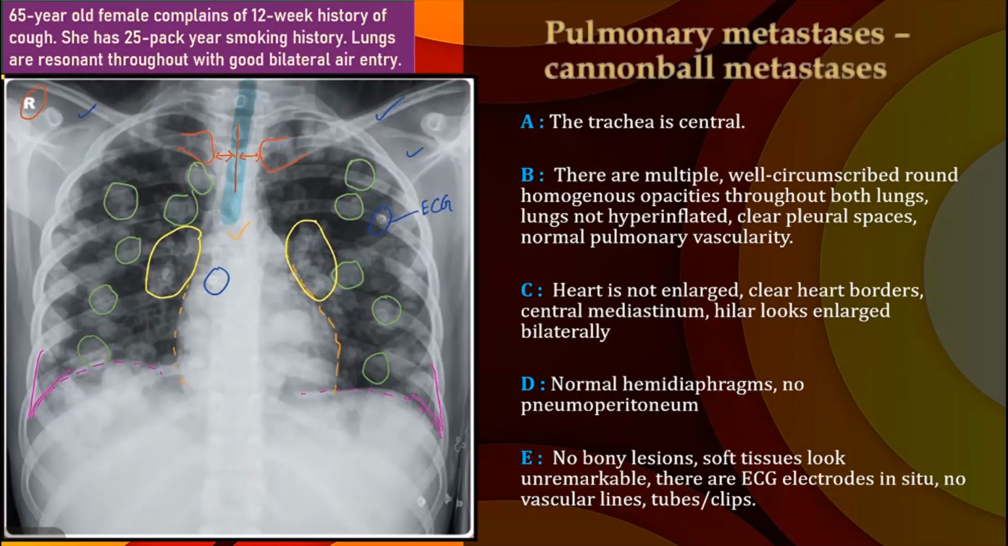All right, this X-ray demonstrates multiple rounded pulmonary masses in keeping with metastasis. The hilar appear bulky. This could be due to the pulmonary metastasis projected over them or related to enlarged hilar lymph nodes. The differential diagnosis for cannonball metastasis includes breast cancer, renal cell carcinoma, choriocarcinoma, and endometrial carcinoma.